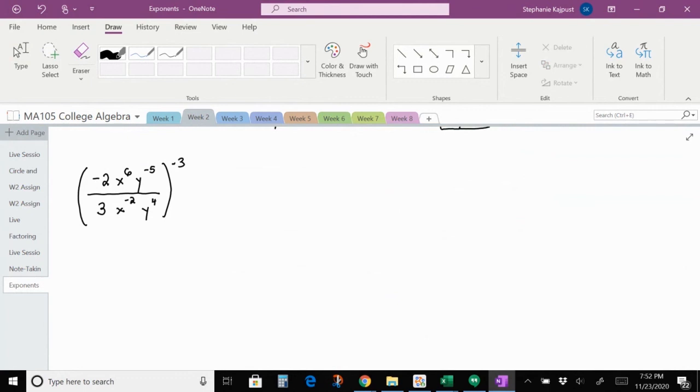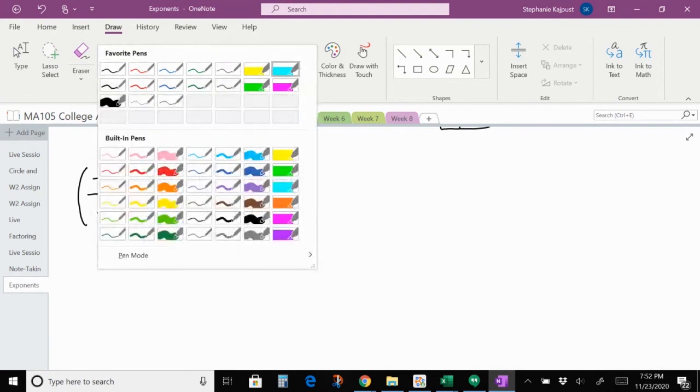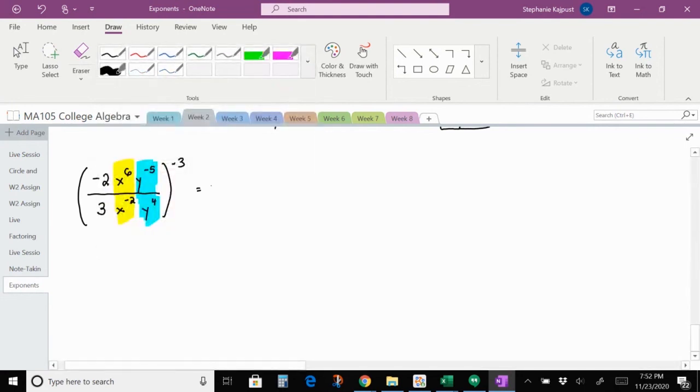When I do a problem like this, if I can simplify inside the parentheses, I will do that first before I do the exponent on the outside. And that's part of the order of operations, where you do parentheses stuff inside there before you do your exponent. So it's the same thing even with exponential expressions. So I want to simplify my x parts and my y parts before I deal with that outside exponent. And we'll do that by subtracting those exponents since they're in a fraction.